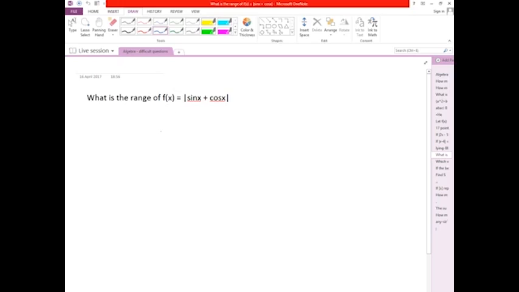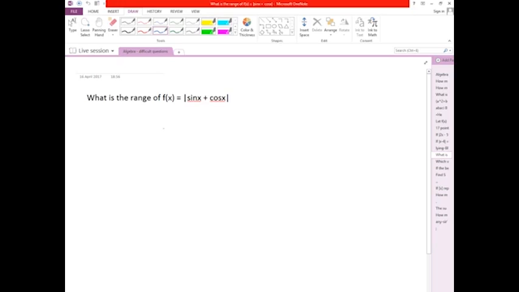So this question: what is the range of f(x) equal to |sin x plus cos x|? People who know the trick know how to solve it. People who don't know the trick will not be able to solve it. Ram is saying plus minus square root 2. He missed that there is a modulus function, so it can never get a negative value. So you should not make those kinds of mistakes.